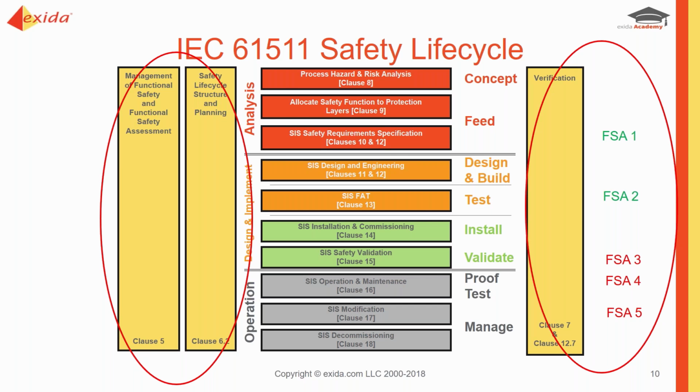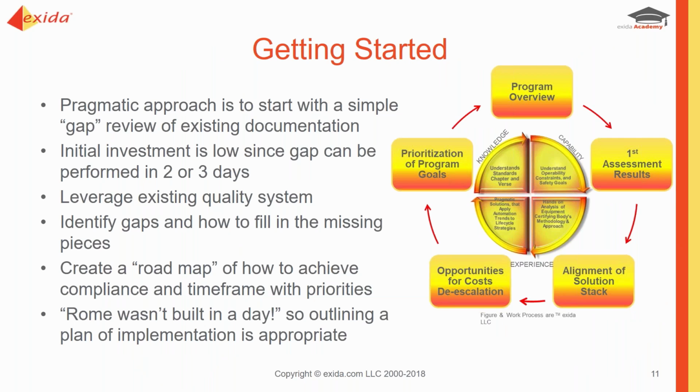So with all that being said, how do we get started? So this is where we take a pragmatic approach. And the first place to start is with what we call a simple GAP. So this would be a GAP review of any existing system in place for documentation for managing safety and managing the development of an SIS. So this is a fairly low investment because usually the GAP can be performed in 2 or 3 days.